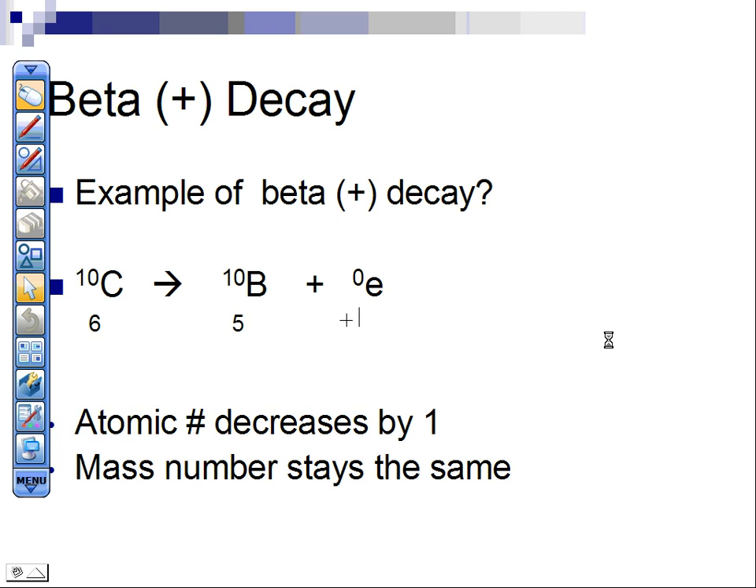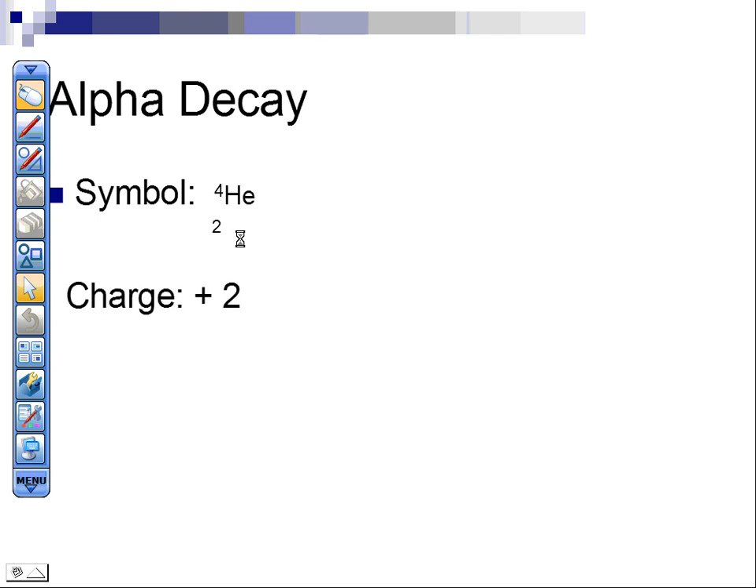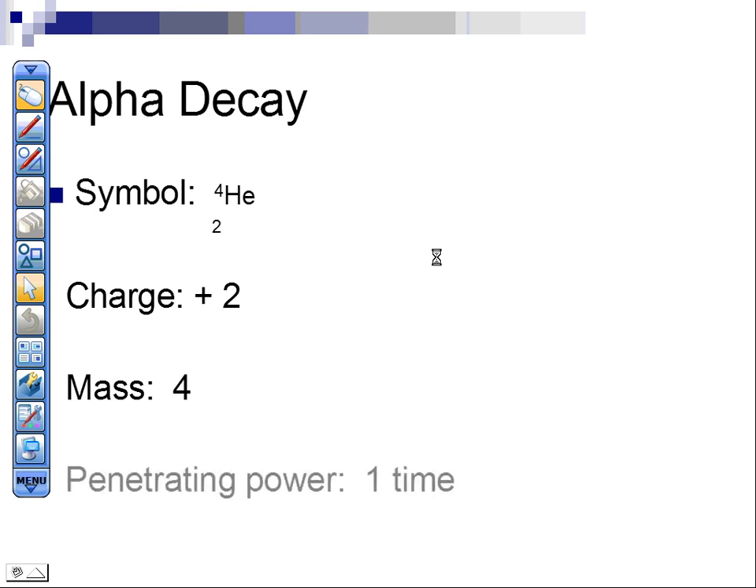Our last type of emission, as far as writing our equations is concerned, is an alpha particle. The alpha particle symbol is 4 2 He. Basically, it's a helium atom. It doesn't have any electrons, so it's just 2 protons and 2 neutrons. So they just call it a helium atom, but honestly, it's not a true helium atom. Its charge is +2, getting that from the bottom. Its mass is 4, coming from the top. It has a penetrating power of only 1.